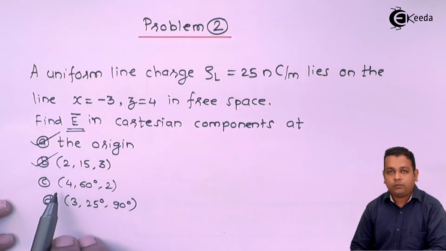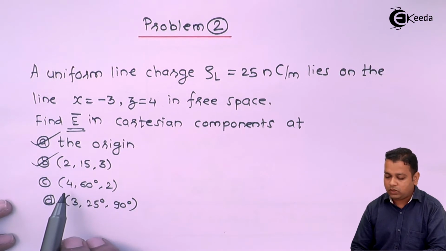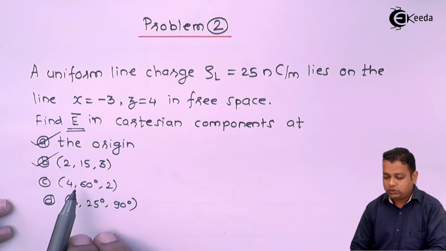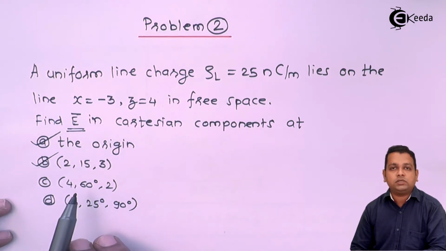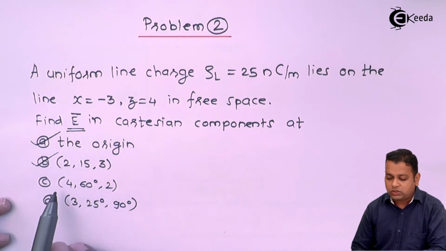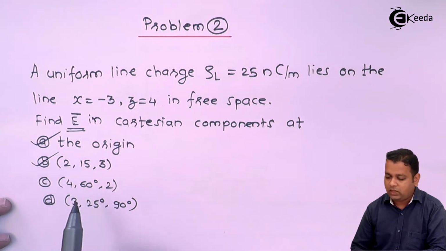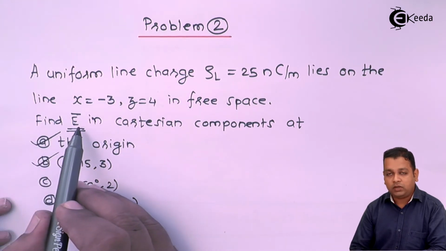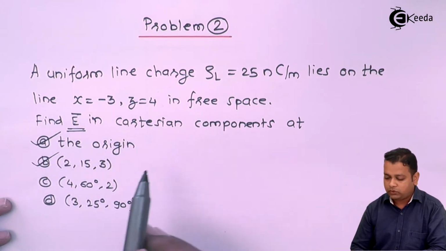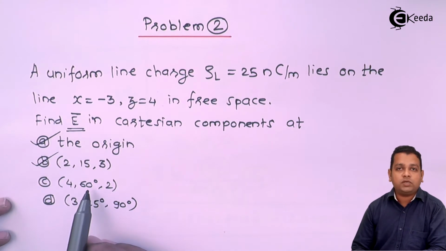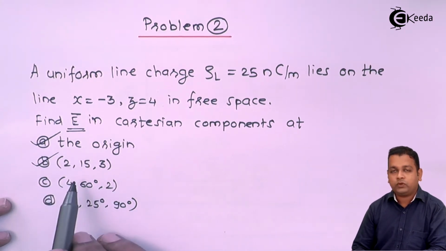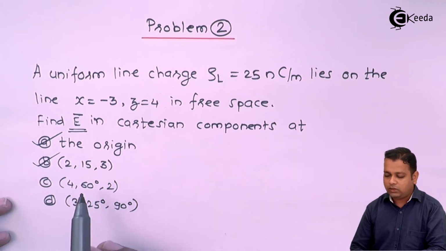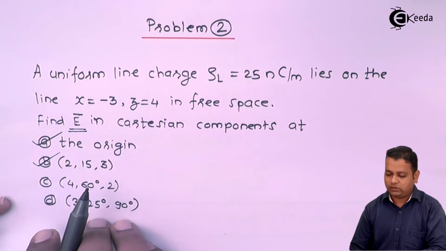In part C, the field point coordinates are given to us as (4, 60 degree, 2). So 60 degree is an angle. So it means it is the cylindrical coordinate system. Rho is equal to 4, phi is equal to 60 degree and z is equal to 2. We are required to find the electric field intensity in Cartesian components. So we shall be requiring the transformation from cylindrical coordinate values to those of Cartesian, which is also called rectangular components, and will follow the same procedure to get the answer.